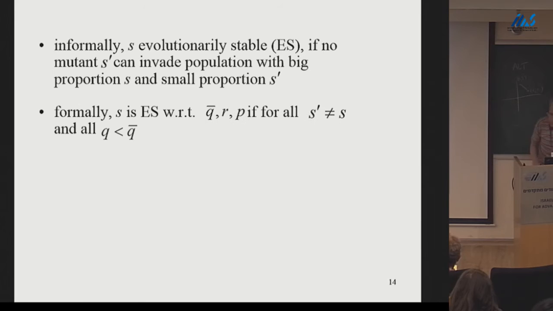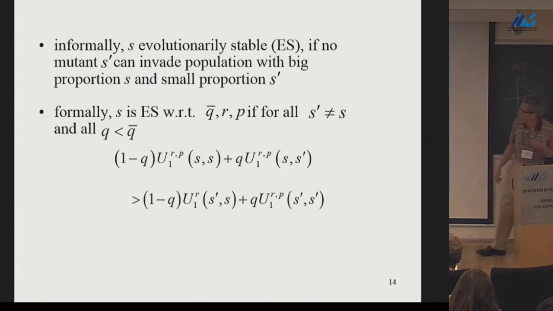And a more careful way of saying that is that a strategy is evolutionarily stable with respect to parameters Q bar, R, and P. I've already talked about R and P. Q bar is an upper bound on how big the mutant population can be as a proportion of the overall population. So if the mutant population were big enough, then nothing could be evolutionarily stable. So there have to be some limits on how big Q bar is.